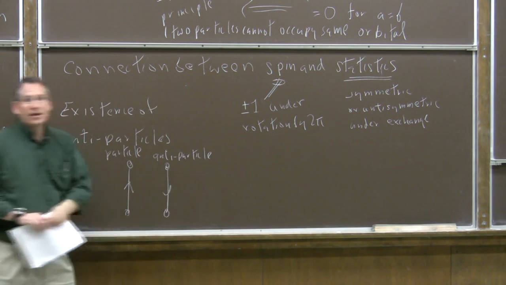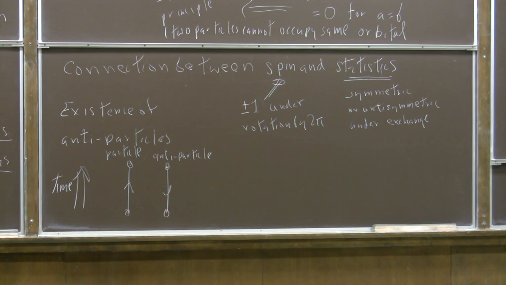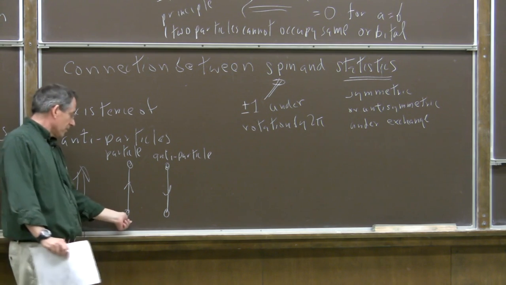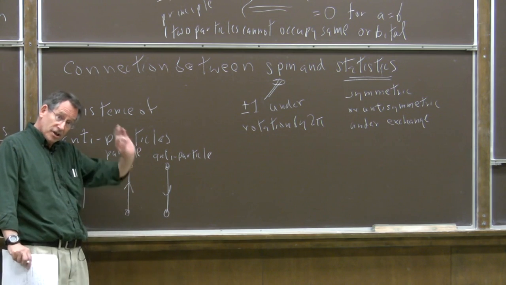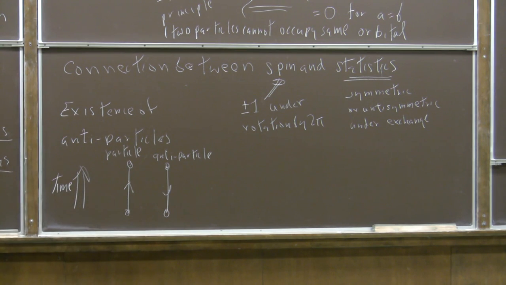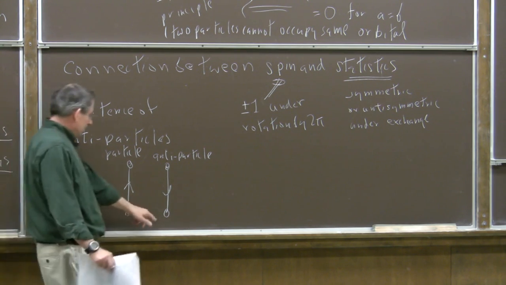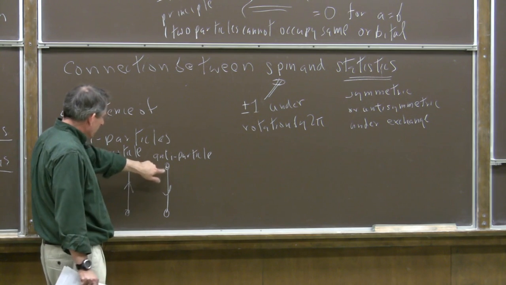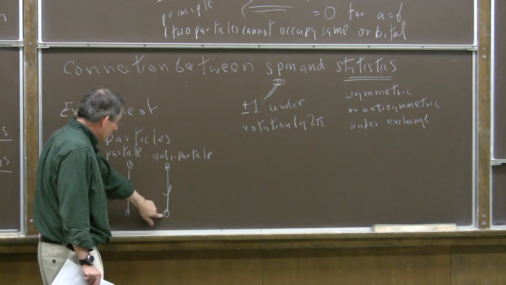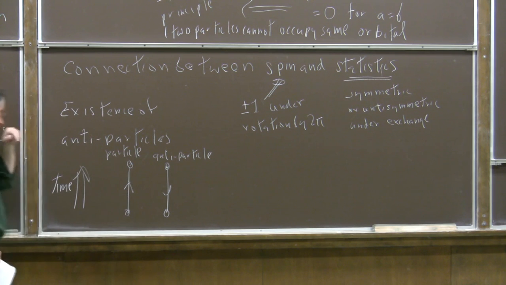It has the opposite value of all of the quantum numbers. Well, not the mass, but the charge in particular. So the antiparticle of the electron, a positron, has charge plus 1 instead of minus 1. And we can think of carrying charge minus 1 backward in time as being equivalent to carrying charge plus 1 forward in time.